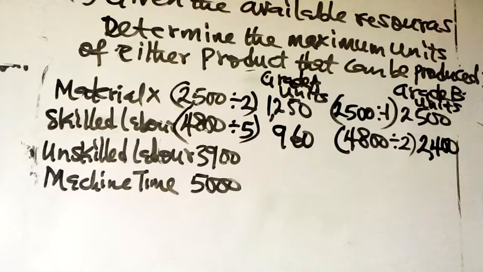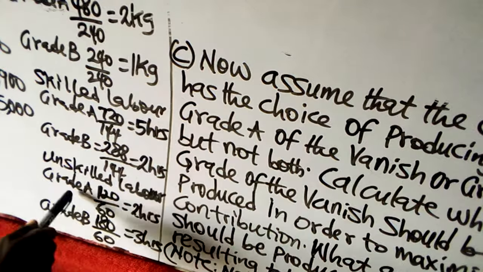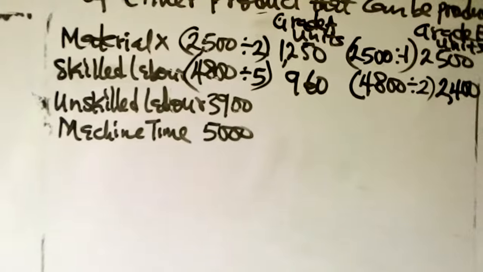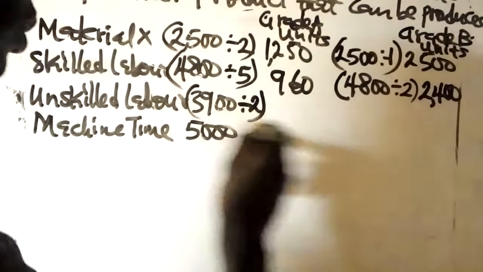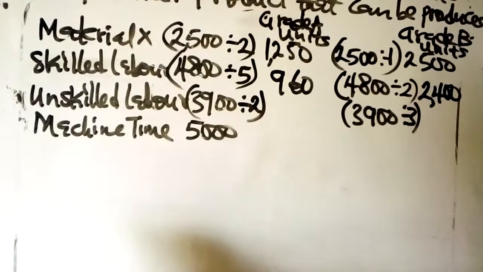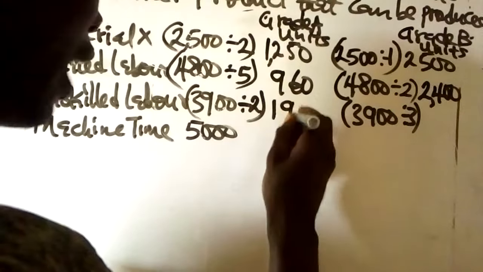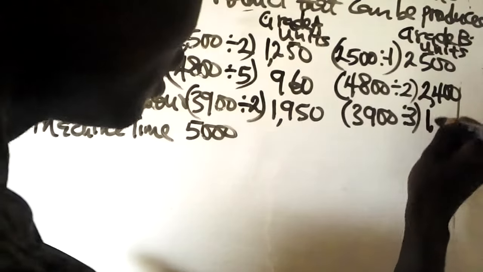Then for unskilled labor, we have grade A 2 hours and grade B 3 hours. 2 hours for grade A and 3 hours for grade B, divided by 2, then 3,900 divided by 3. So 3,900 divided by 2, then we have 1,950. Then this will give us 1,300.